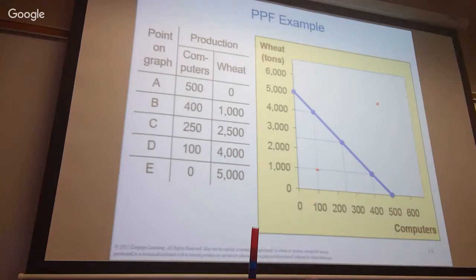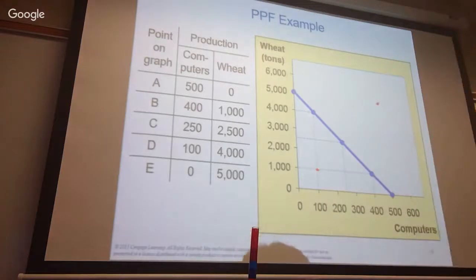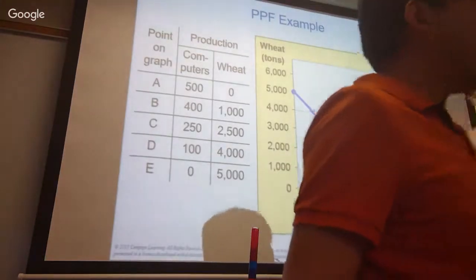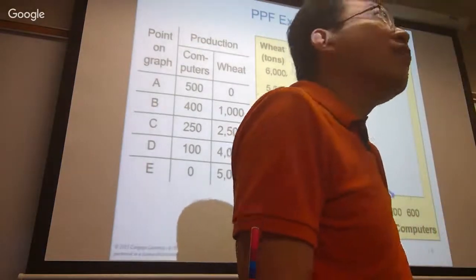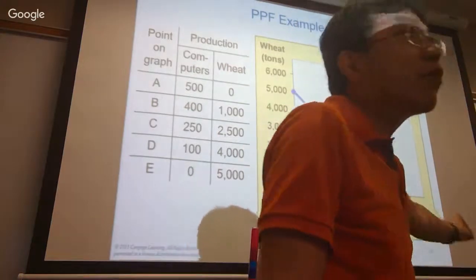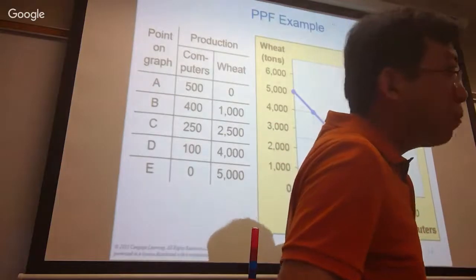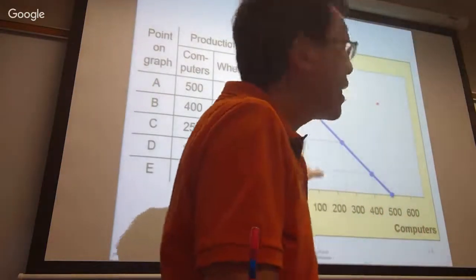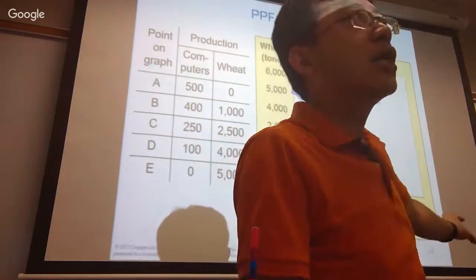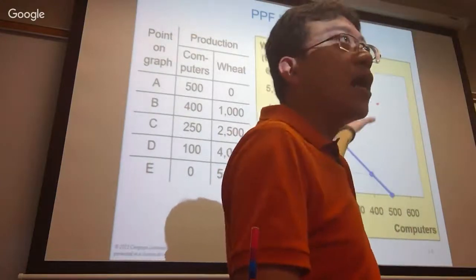Okay, so on your quiz, if I give you a graph and give you different points on the graph over here, if you see the points outside, we call them impossible because we don't have enough resource. You see the points inside, we call them inefficient because we have some left unused resource. You see the points on the line, we call them efficient because we're using everything we have. So outside impossible, inside inefficient, and on the line efficient.